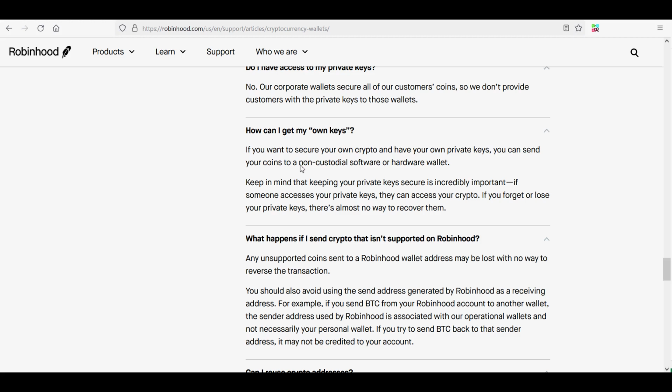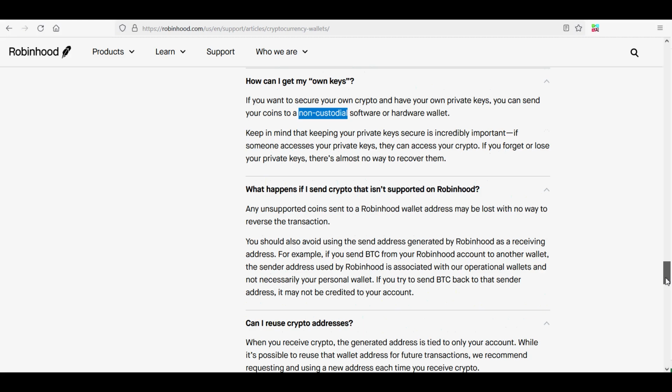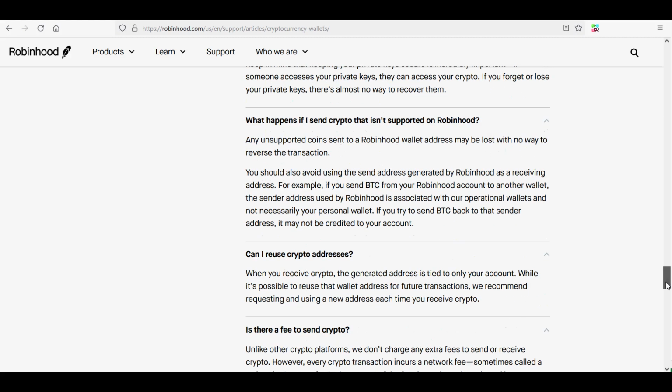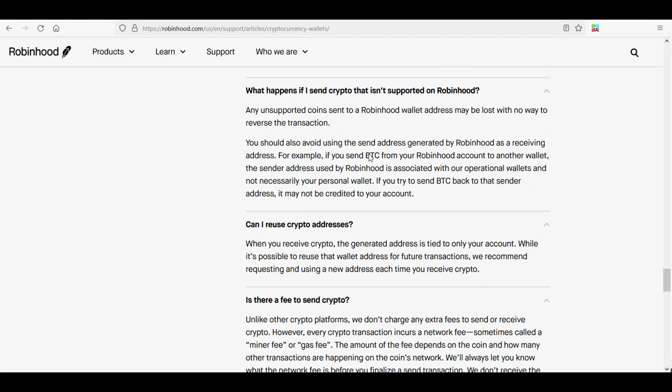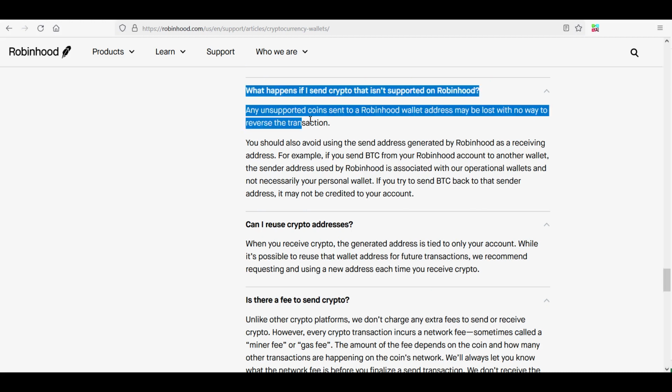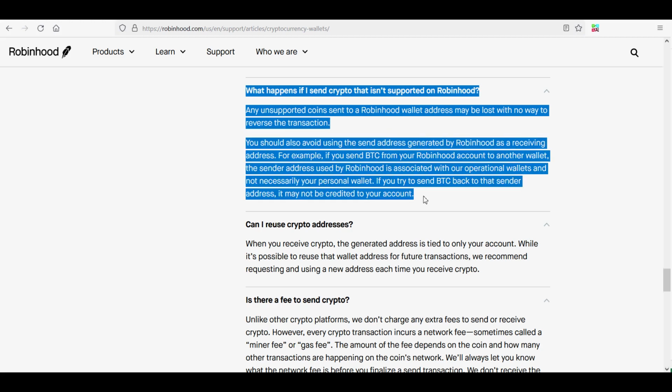Unlike other crypto platforms, Robinhood doesn't charge any extra fees to send or receive crypto. However, every crypto transaction incurs a network fee, sometimes called a miner fee or gas fee. The amount of the fee depends on the coin and how many other transactions are happening on the coin's network. We'll always let you know what the network fee is before you finalize a send transaction. Robinhood doesn't receive the network fee. 100% of that fee is collected by the cryptocurrency's network to facilitate the transfer.